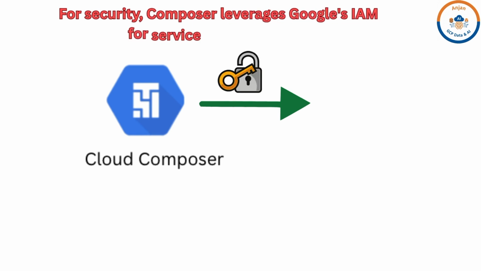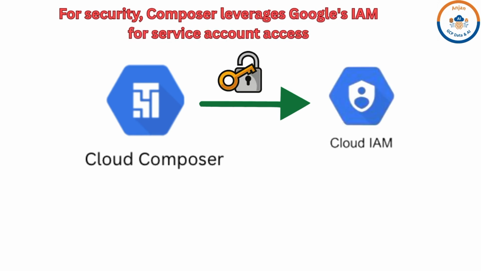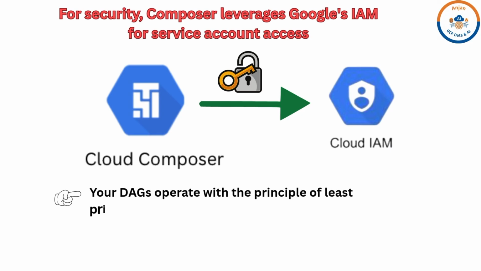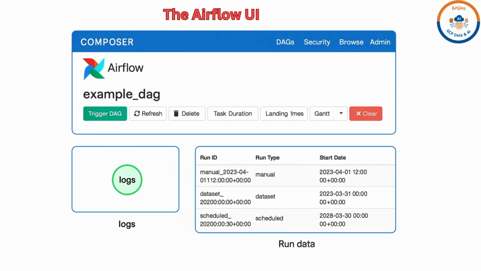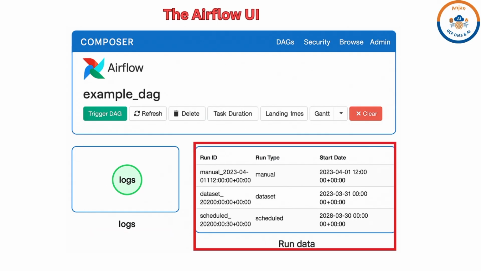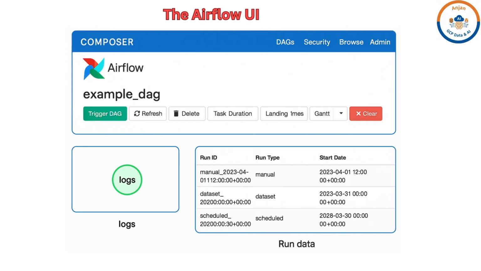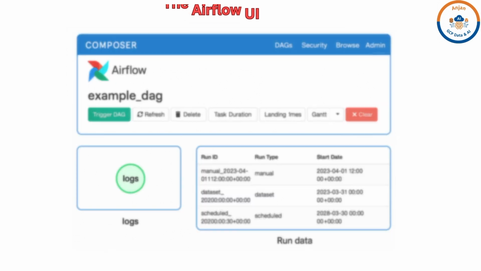For security, Composer leverages Google's IAM for service account access. Your DAG operates with the principle of least privilege, ensuring that workers only have permission for the specific services they need to interact with, maintaining a robust security posture across your pipeline. The Airflow UI itself, which you access via Composer, gives you live access to logs, historical run data, and the ability to manually trigger or clear tasks. Powerful control at your fingertips.